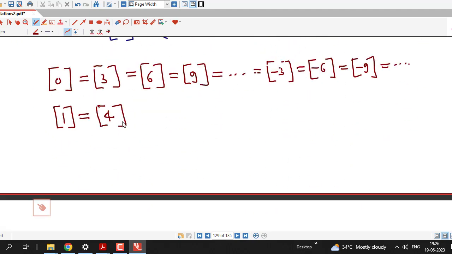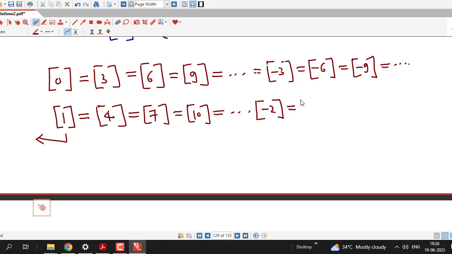I can write in this way, 4 plus 3, 7 plus 3, 10 and so on. If we are going in this direction we are adding 3. If we are going in this direction we will subtract 3. So if I subtract 3 from 1 I will have minus 2, then minus 2 minus 3, minus 5, minus 5 minus 3, minus 8 and so on.